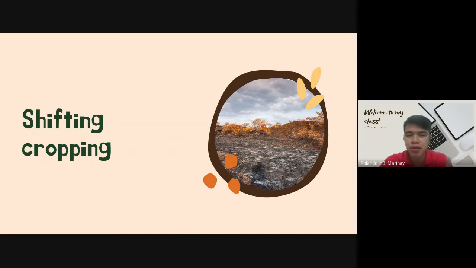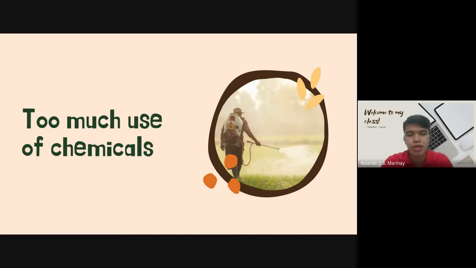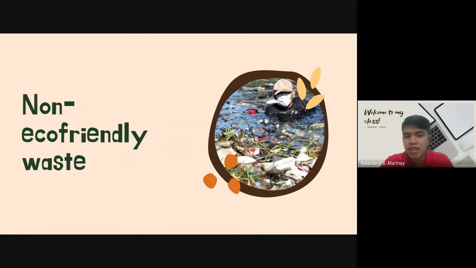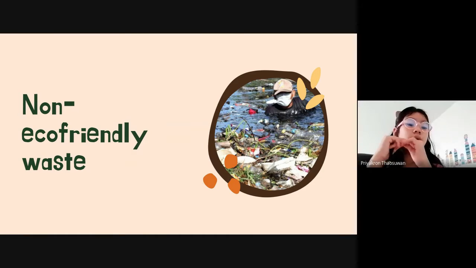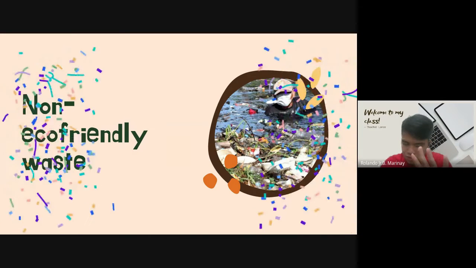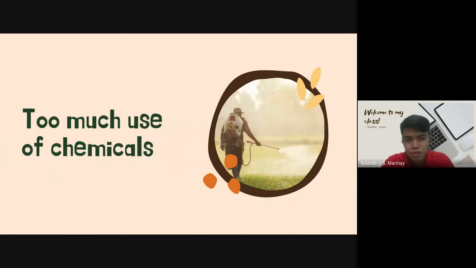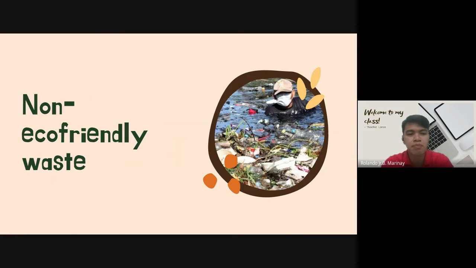So we have number one, cutting trees. Number two, too much use of chemicals. Number three, shifting cropping. And number four, non-eco-friendly waste. Say non-eco-friendly waste. Very good. Remember those four. And of course, we don't just remember the four ways of misusing soil. We also remember not to do them. Do not cut trees. Do not use too much chemicals. Do not do shifting cropping. And do not contribute to non-eco-friendly waste.